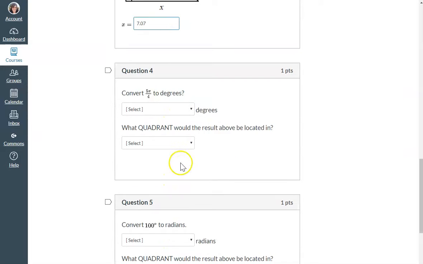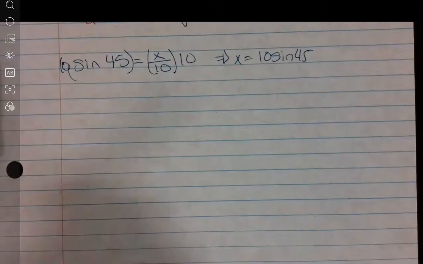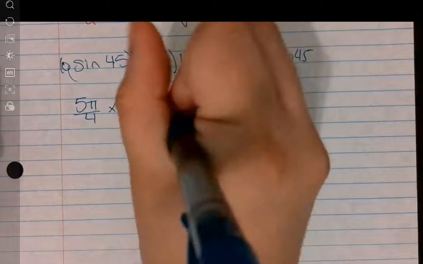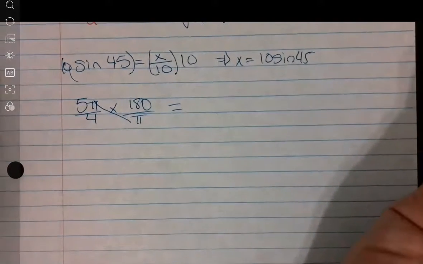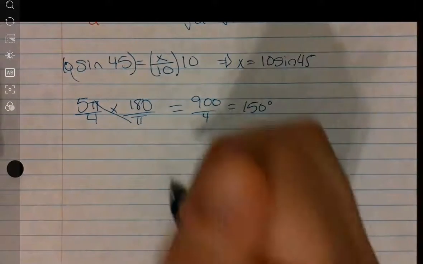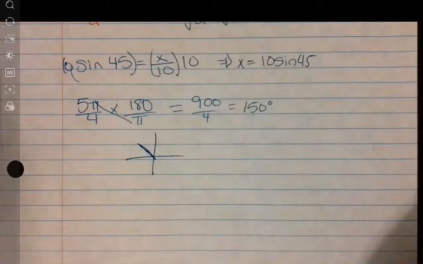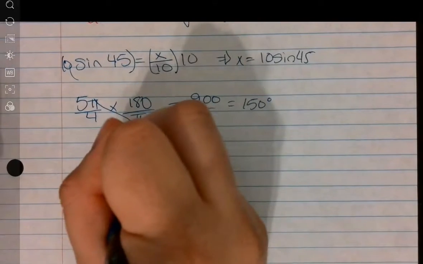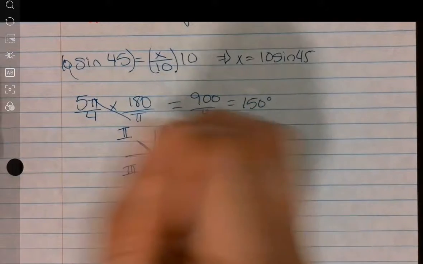Okay. Number 4 wants me to convert 5 pi/4 to degrees. So I have 5 pi/4. To convert to degrees, I multiply by 180 over pi. The pi's cancel out. 5 times 180 is 900. Divided by 4 is 150 degrees. Remember, if I went and drew this, it would be right here, which is, I forgot to tell you, quadrant 2. This is quadrant 1, 3, and 4. It goes counterclockwise.